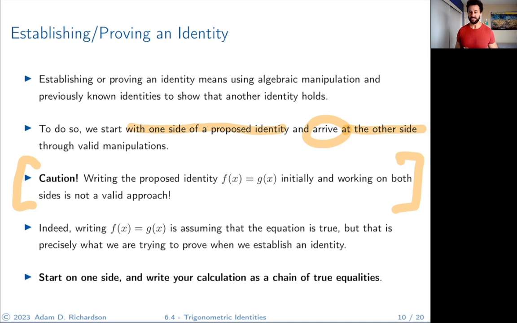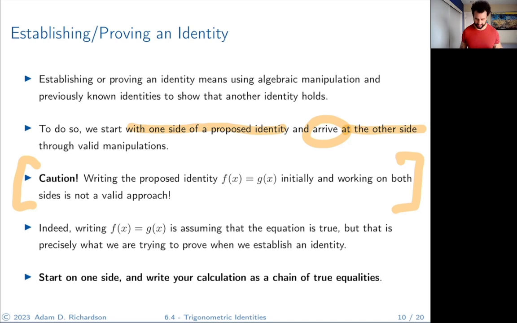You got to catch yourself so that you don't do this. If you want to prove an identity, you cannot start by writing the equality and manipulating both sides. So that's this cautionary note. If you start by writing the proposed identity and then you work on both sides, that's not a valid approach. And the truth is, you can prove anything if you do that.